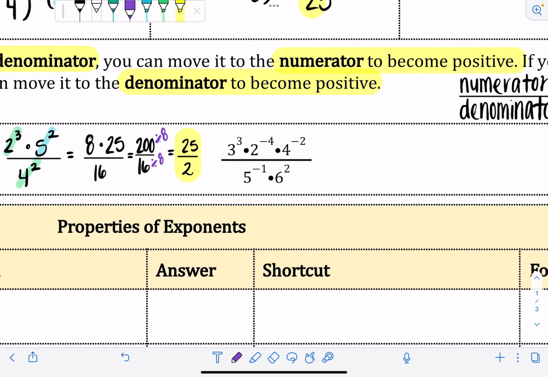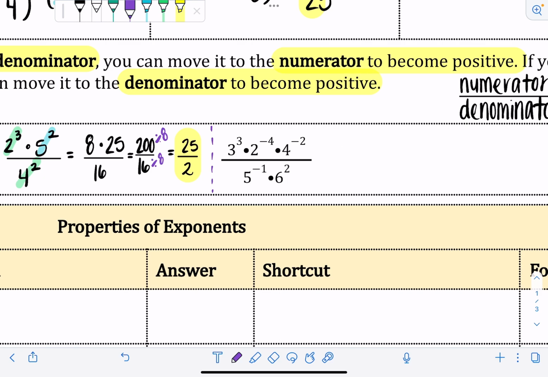Okay, so the next problem, I'm just going to throw a little dotted line up here so we don't get confused. So I have 3 to the third power times 2 to the negative fourth power times 4 to the negative second power, and then that's over 5 to the negative first times 6 to the second power, so it's definitely a mouthful. So I'm just going to go through and talk about which ones flip and which ones don't first before we start moving anything.